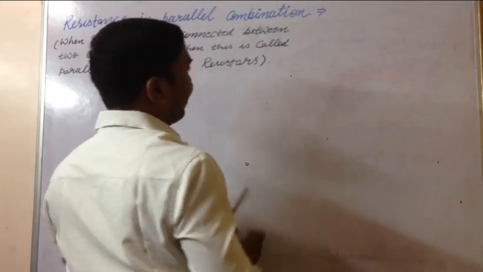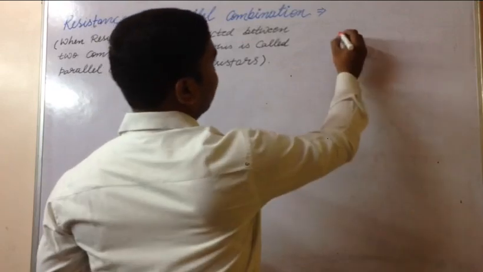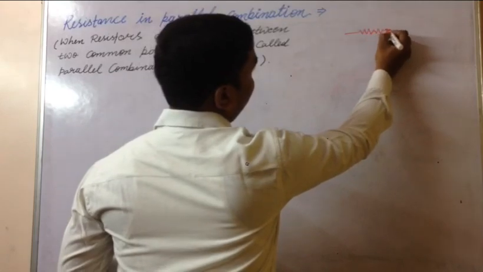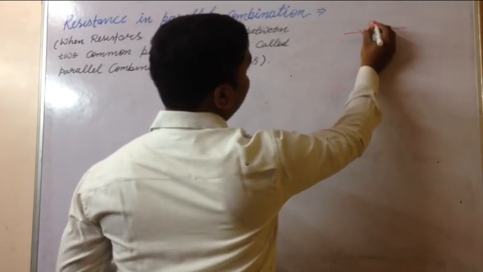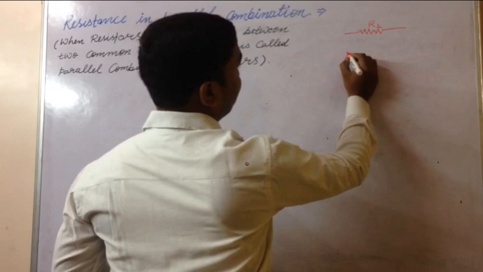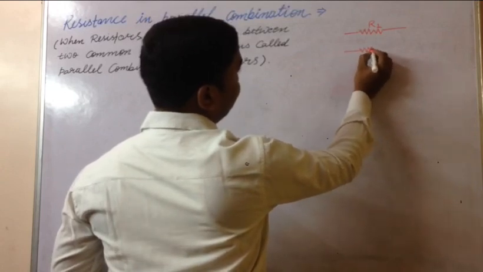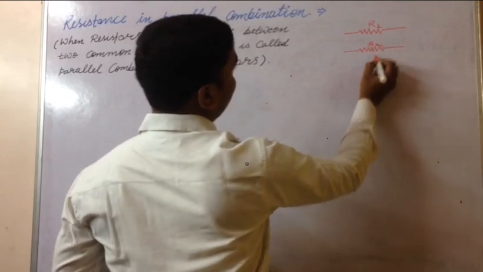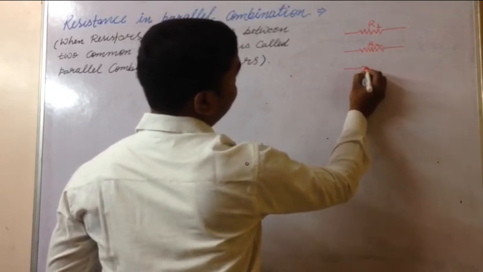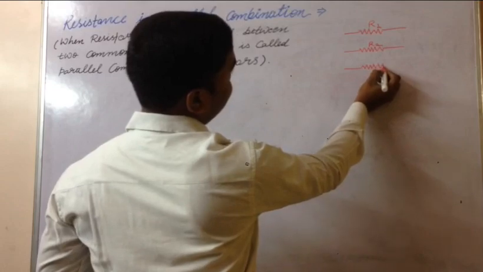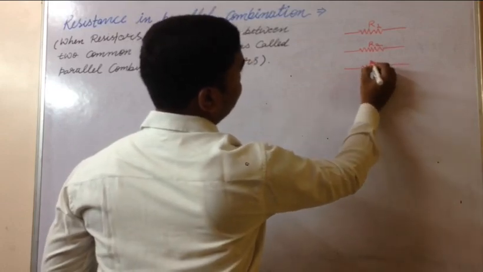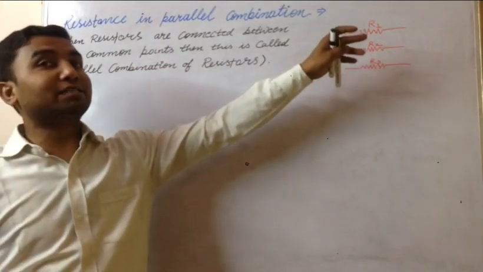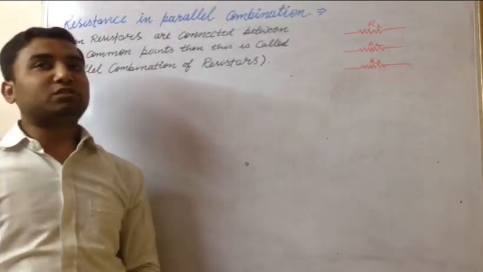Like earlier, I am taking three different resistors. That's one resistor. What is the value of this resistor? R1. I take another resistor. What is the value of this? R2. And let's take one more resistor. What's the value of this? R3. Good. So these three resistors are kept this way.